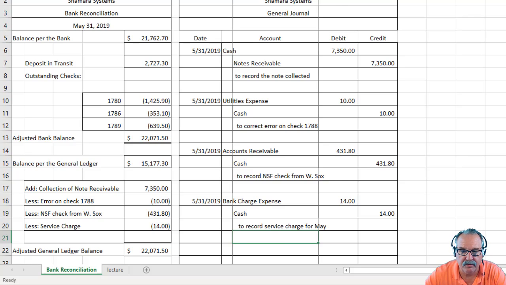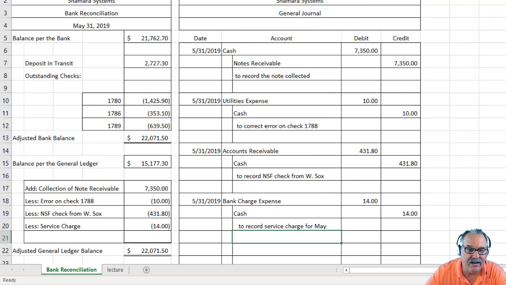Those need to be posted to the general ledger, and when they are, the balance in the general ledger is going to be $22,071.50. And then we have our reconciling items that will ultimately clear the bank, and everything will be cool. That's how to prepare a bank reconciliation. Thanks for listening. This is really important stuff.